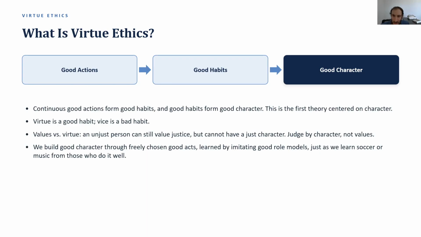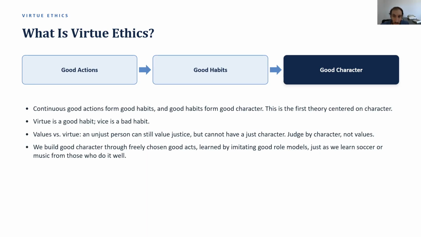The easiest way to understand why this is so crucial is to consider the difference between values and virtue. We value things all the time. For example, we value justice. Even an unjust person values justice, because an unjust person doesn't want unjust things done to them. So all people, even unjust people, value justice. But virtue is a little bit different. Because while one can be unjust but value justice, nobody can be unjust yet have a just character.